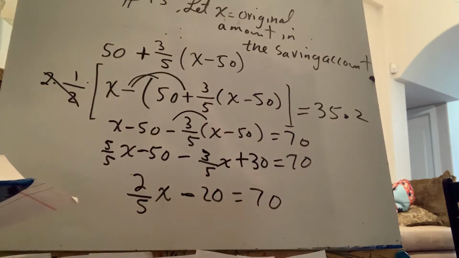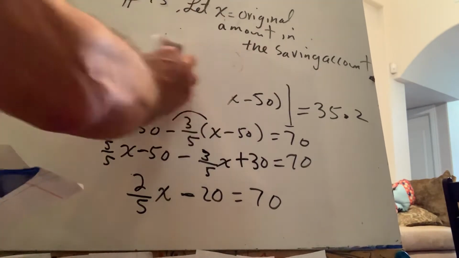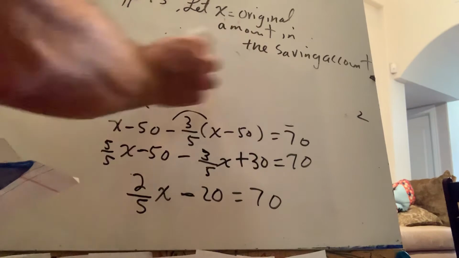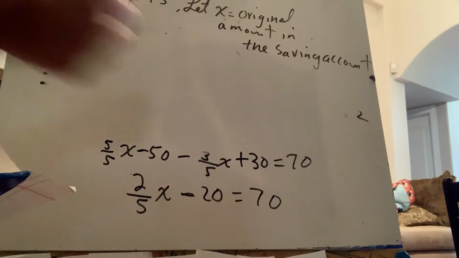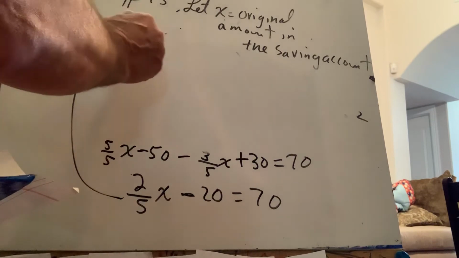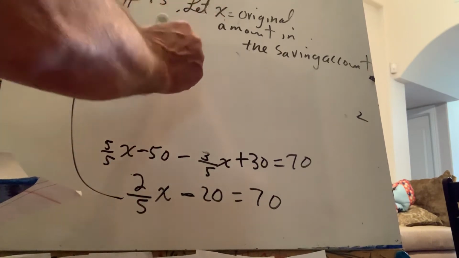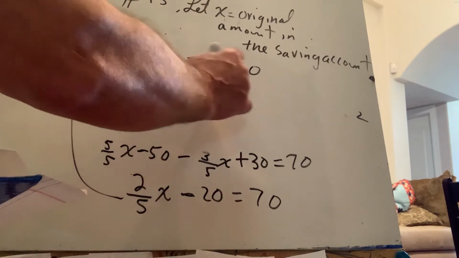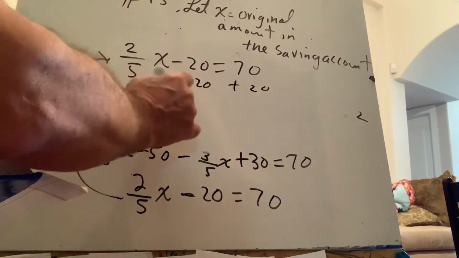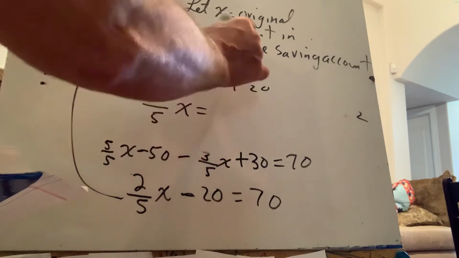Okay, let me stop there for a minute. I'm going to move it up here real quick, just so we can see it better. So far, here is where we are. So now we have 2/5 times X minus 20 equals 70. So I'm going to isolate the X by adding 20 to both sides. So now we have 2/5 X equals 90.